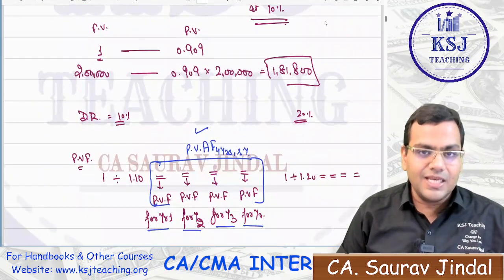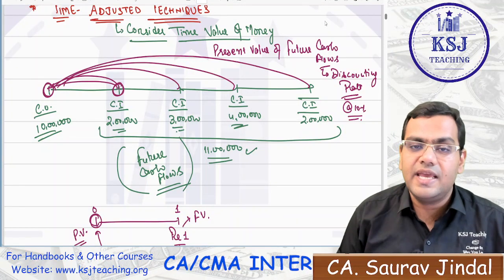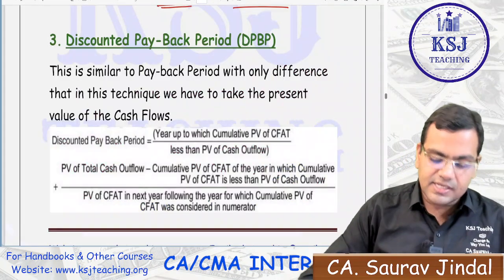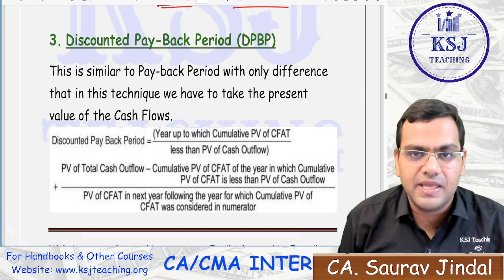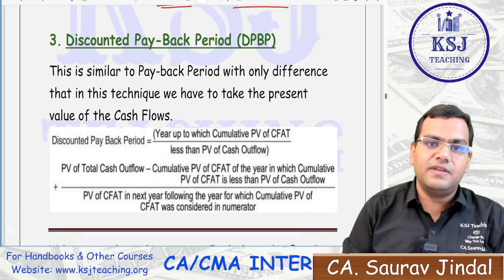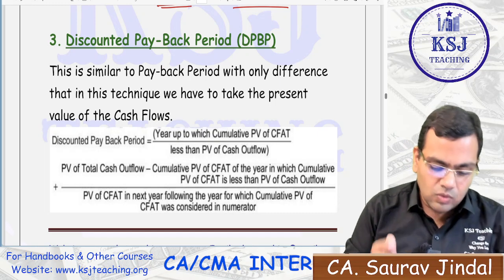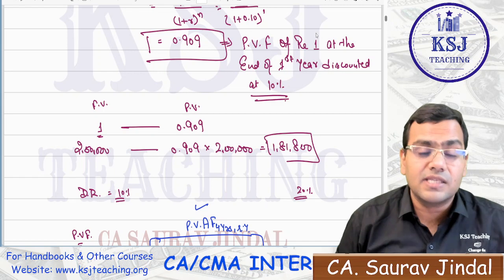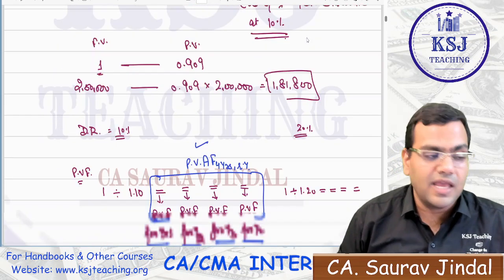So regarding the techniques, we discussed two of them. One was the ARR. Another one was the payback period. Now the third technique is the discounted payback period. This discounted payback period is quite similar to the payback period. The basic fundamental is the same. The only difference is to calculate the present values, right? The only difference between payback period and discounted payback period is that discounted payback period considers the time value of money. It is a time adjusted technique.